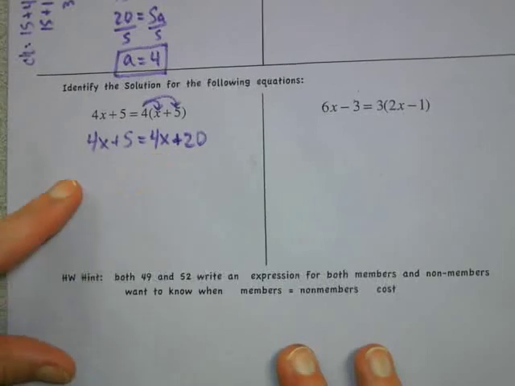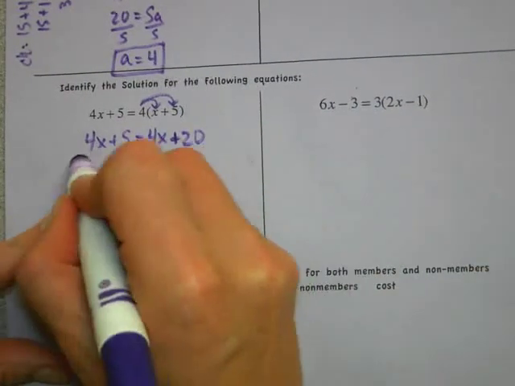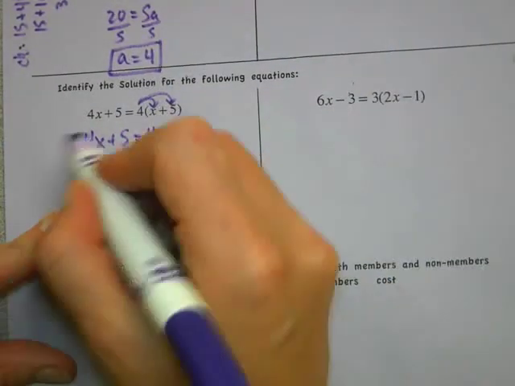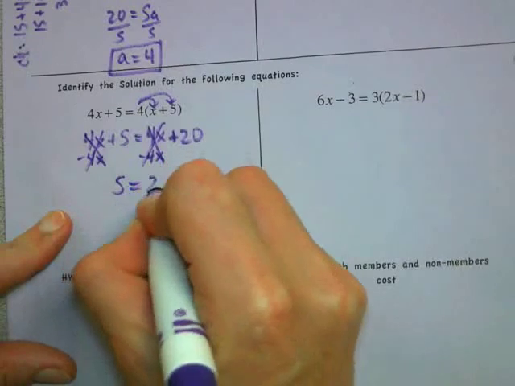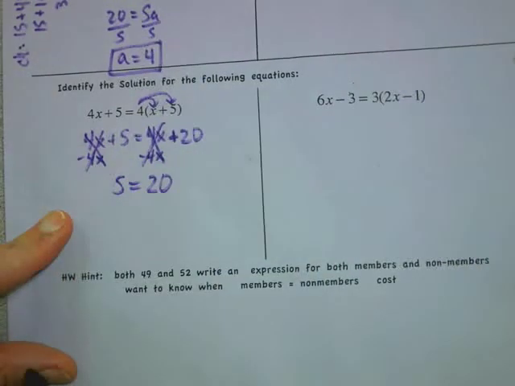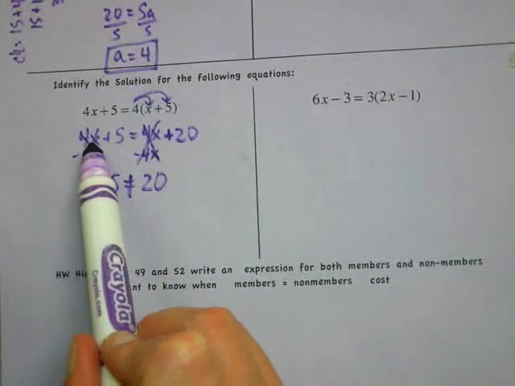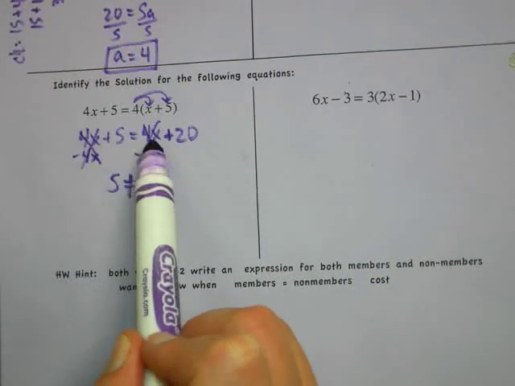So what I need to do here is solve. I'm going to get rid of the variables like we've been doing, and when I subtract 4x from both sides, what happens? They cancel, and I'm left with the statement 5 equals 20. Does 5 equal 20? Absolutely not. Think about it. What number could I plug in, multiply by 4, add 5, have it equal that number multiplied by 4, add 20? It's never going to work.